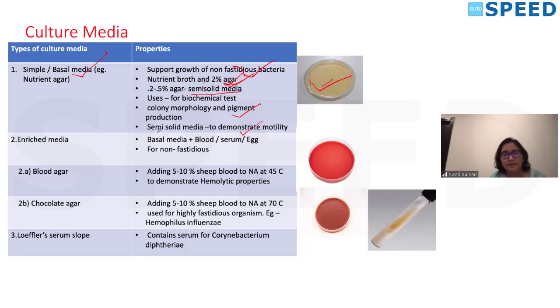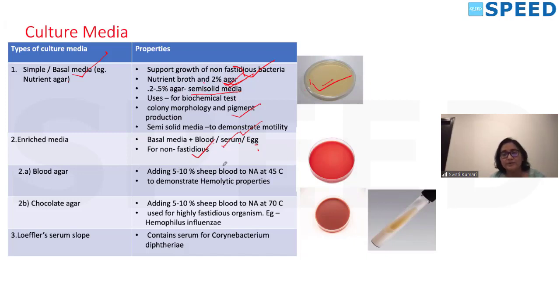Now we have enriched media. Moving to the next media, enriched media, which is basal media, that is your nutrient agar, where we add blood, serum or egg. Anything which provides special nutrition. So it can be blood, it can be serum, it can be egg. This is used for non-fastidious organisms which require extra, special nutrition, like Neisseria, Streptococcus, Haemophilus. So examples of enriched media are blood agar and chocolate agar.